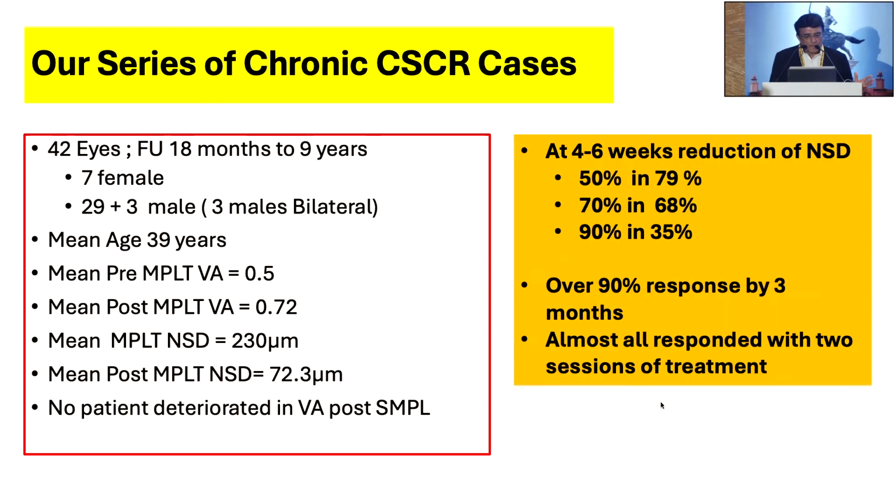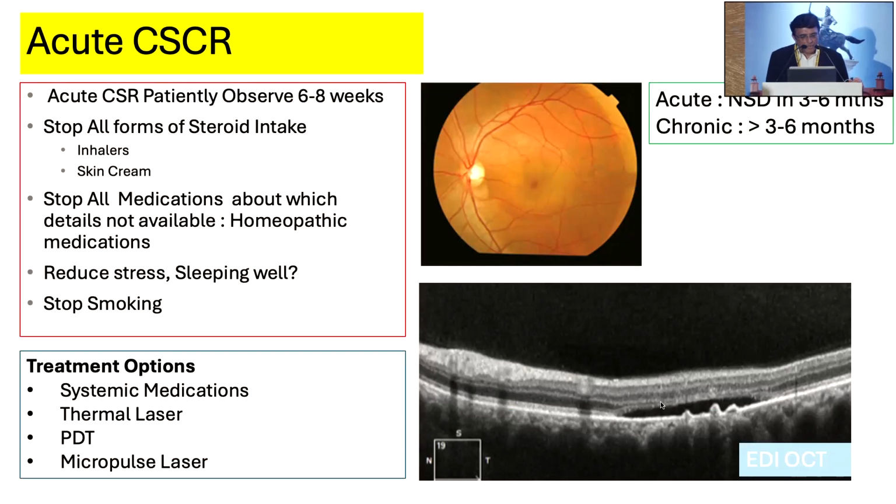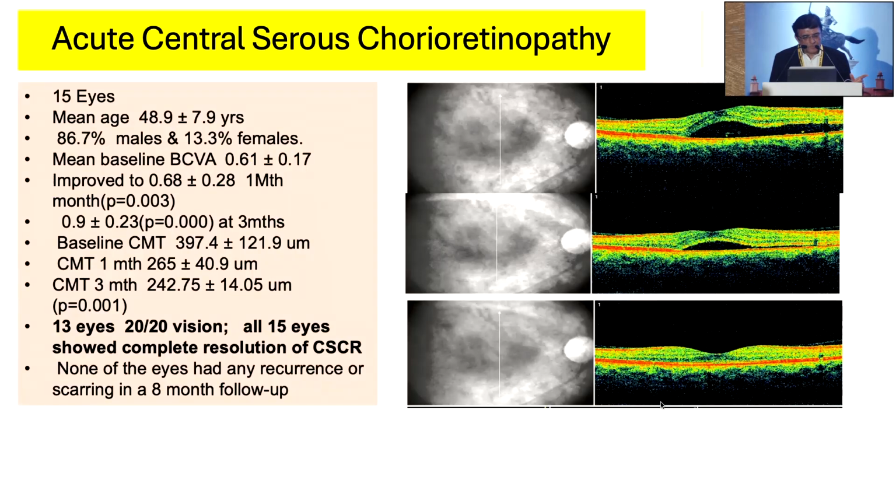So this is a series of about 42 eyes, which included 7 females. 29 were unilateral. There were 3 males which were bilateral. I will just show you the examples, not go into many of these details, but 90% of them responded by 3 months, and the rest of the cases did need a second treatment for them to respond, and most of the cases have responded. So these are some of the acute cases where we have done this and the patients have responded. This was a series of 15 eyes we did in acute CSCR, and all of them responded with micropulse laser. These were just a small study that was done.